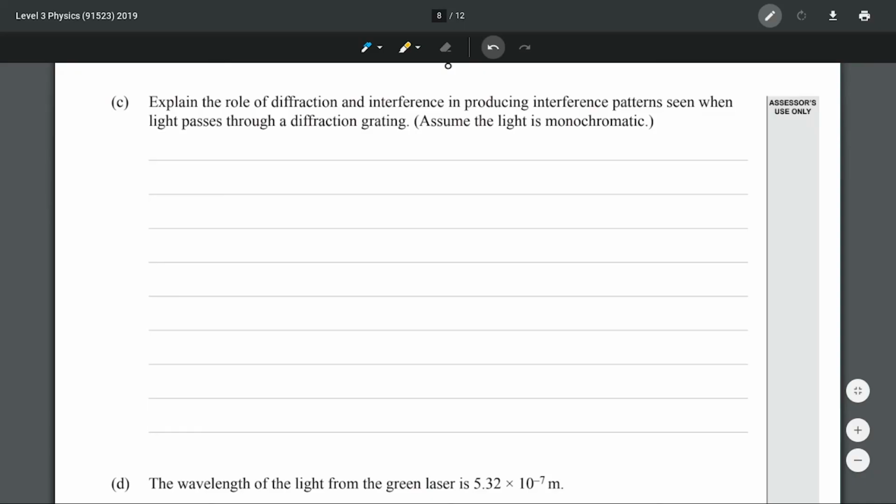Explain the role of diffraction and interference in producing interference patterns seen when light passes through a diffraction grating. And so you'll find one of these questions in every one of these exams, where it's basically wanting you to give the textbook definitions of interference and diffraction and how that links to nodal and antinodal, constructive, destructive, peaks meet peaks, troughs meet troughs, and so on. So let's just launch into an answer.